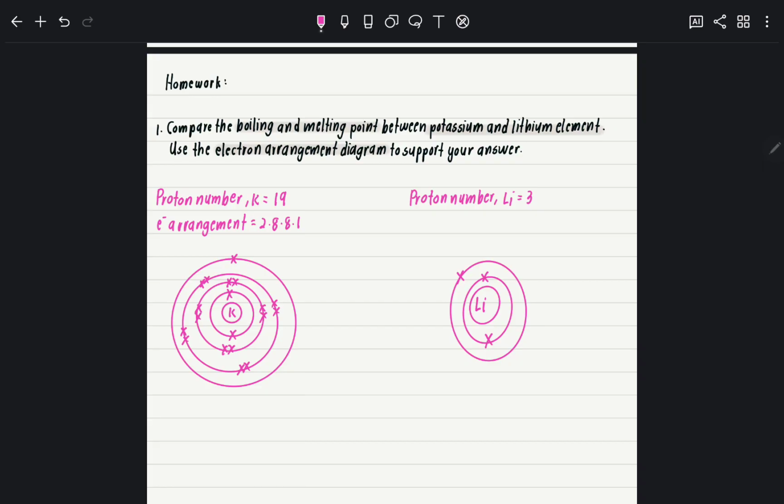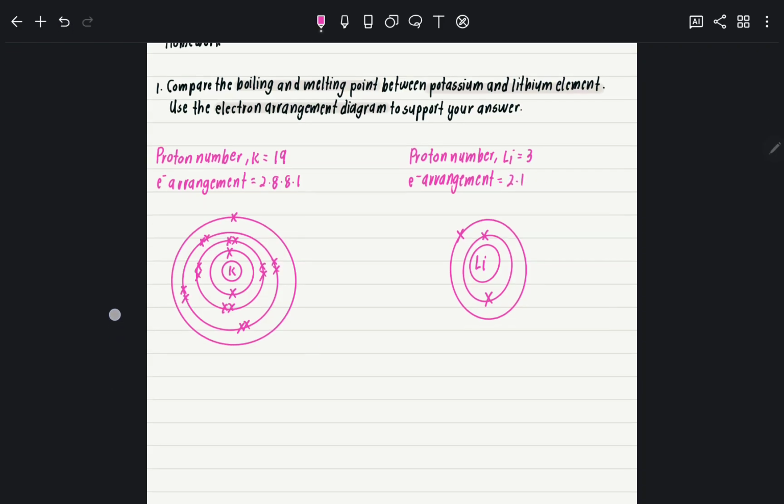Okay, we have drawn the electron arrangement. Oh, I forgot to write the electron arrangement. So it is 2.1 for lithium. Okay, done with this one, right?